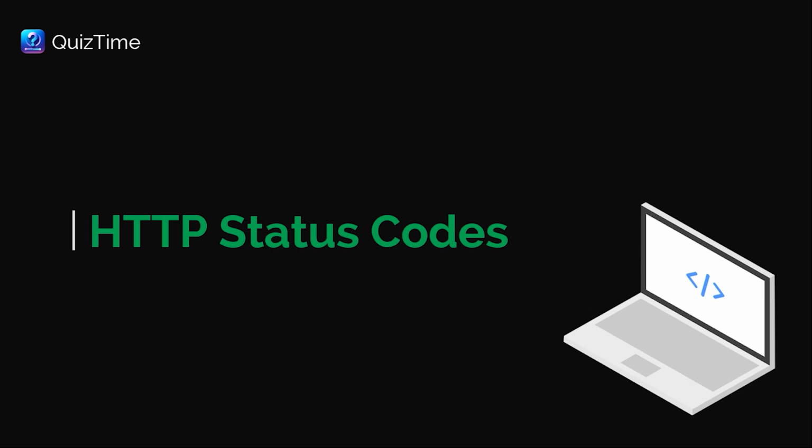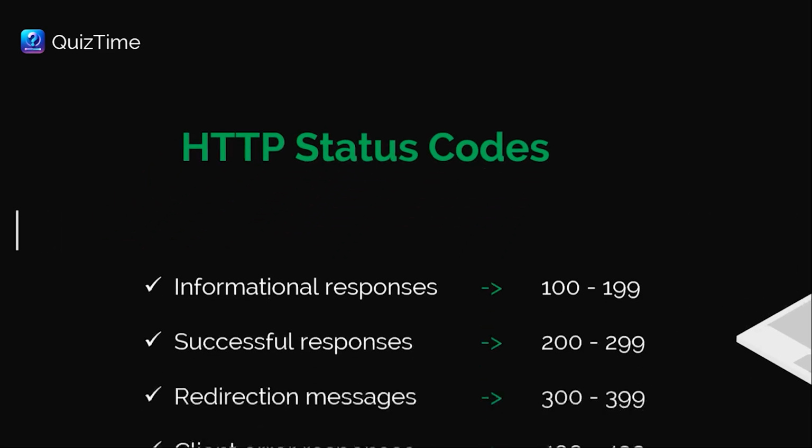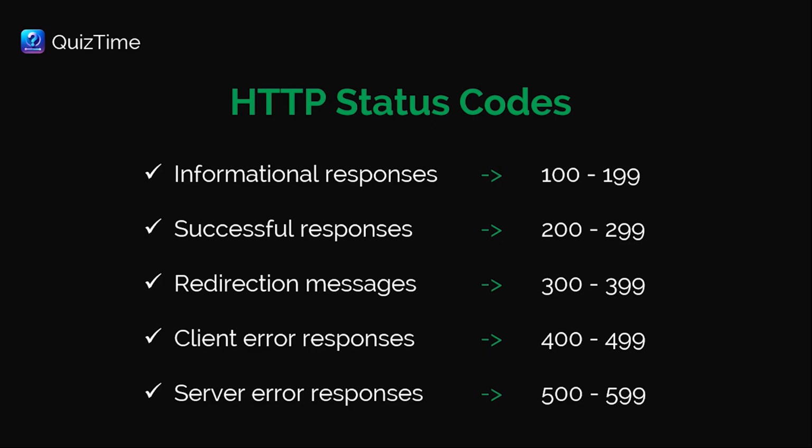Hey everyone, in this video we are going to talk about HTTP status codes. Whenever we make an API request, the server sends a response and with that response it also sends a status code. But what do these numbers mean and why are they important? Let's find out.